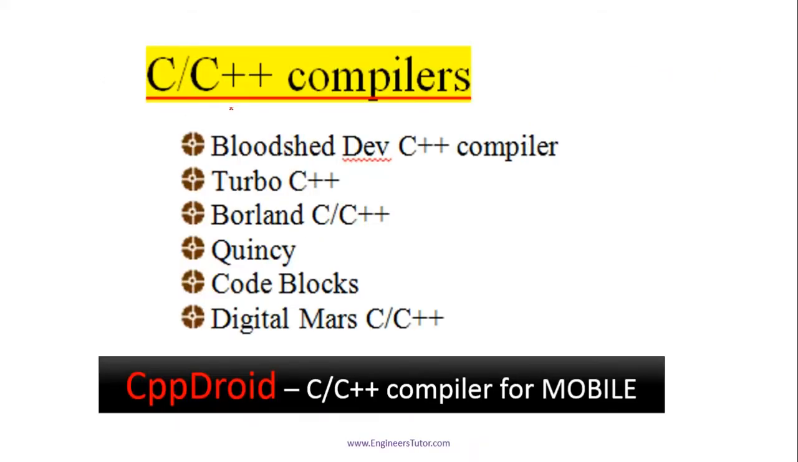In order to run C or C++ programs, we need compilers. So these are the list of open source compilers: Dev C++, Turbo C++, Borland C or C++, Quincy, CodeBlocks for C++. Please see the description of the video for download links for these compilers. If you are running programs in mobile, go to Play Store and download CPP Droid.